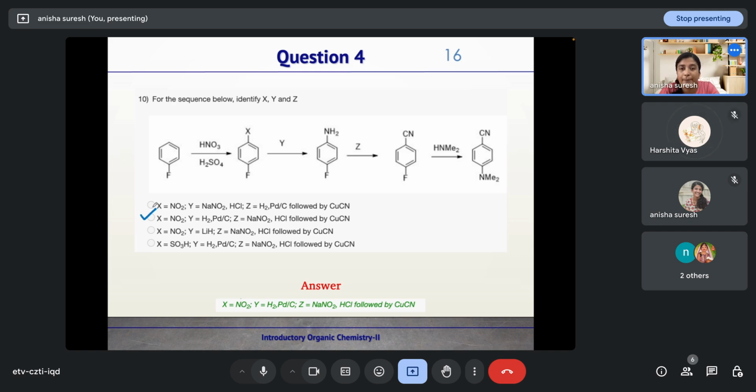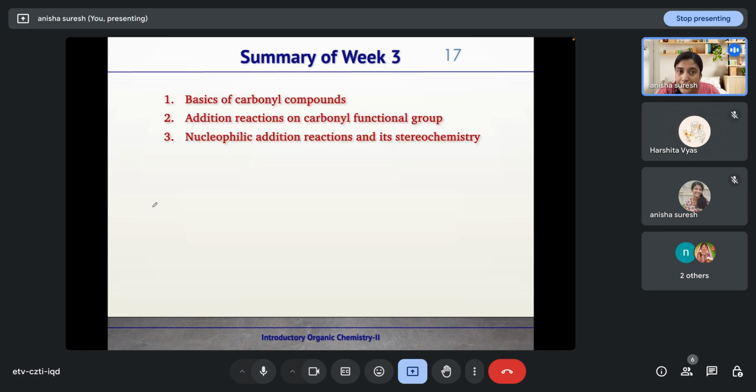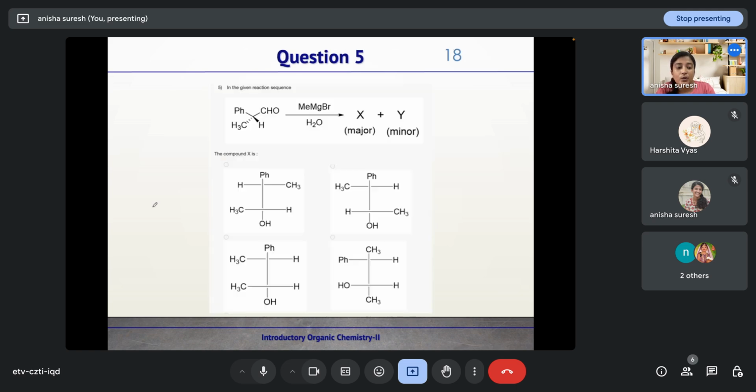No, ma'am. Okay. Now coming to the summary of week 3. So in week 3, the basics of carbonyl compounds were discussed and the addition reactions on carbonyl functional groups. We have discussed the Felkin-Anh model and all in this week 3, followed by nucleophilic addition reaction and its stereochemistry. So this is the question that is based on the Felkin-Anh model.